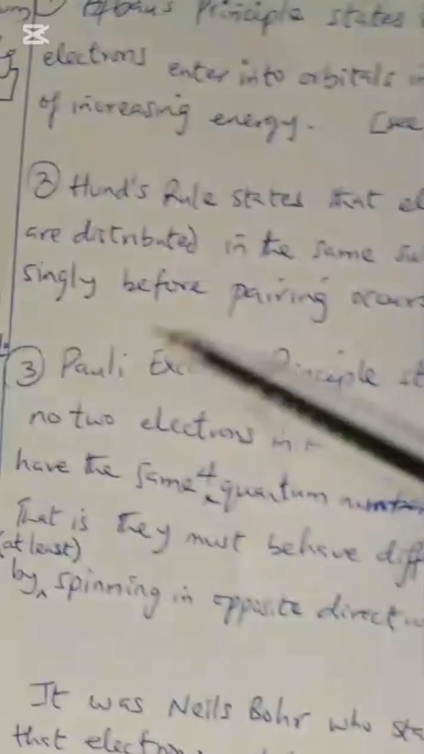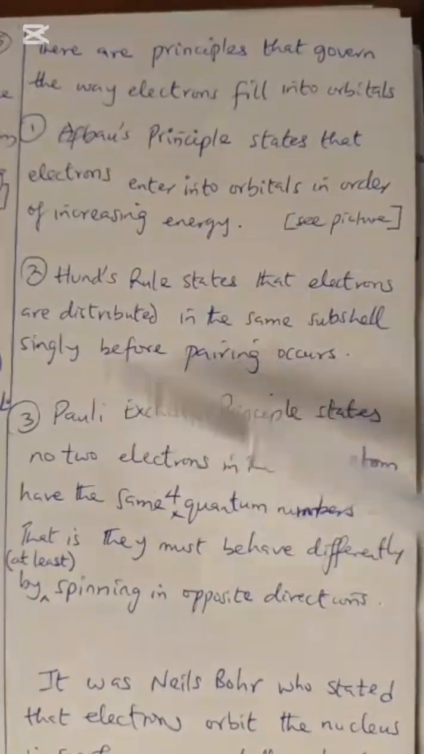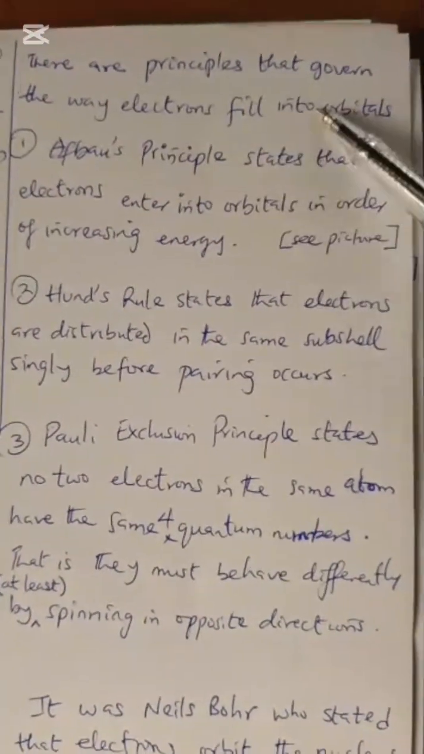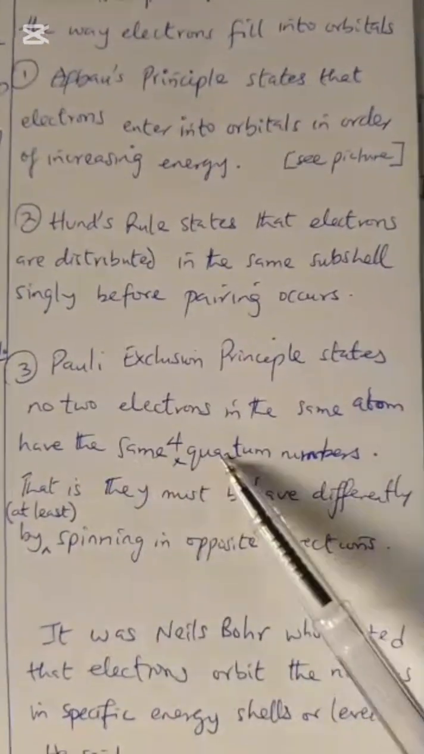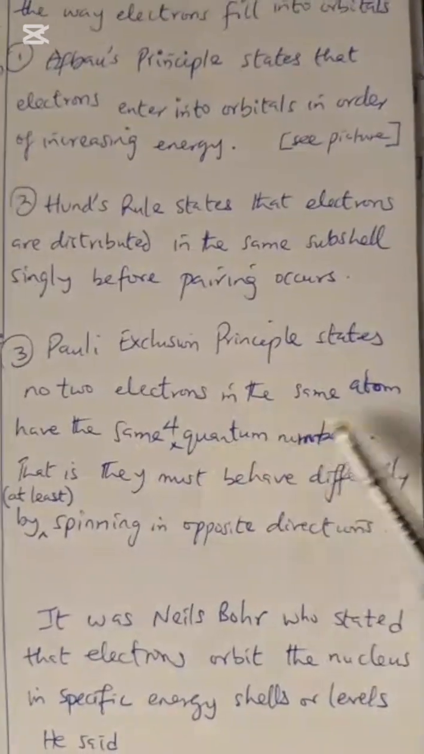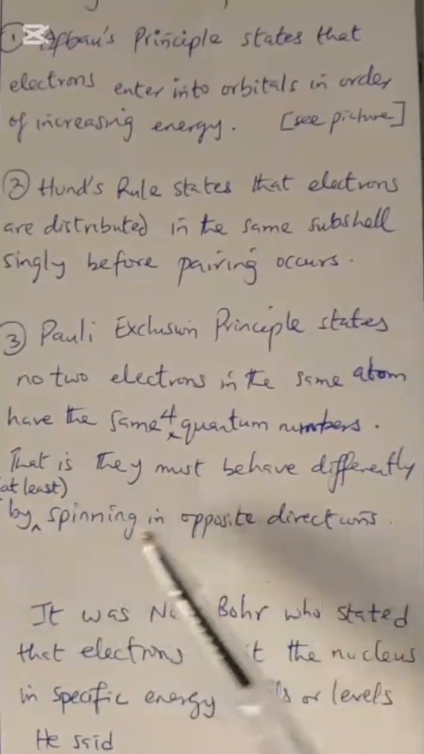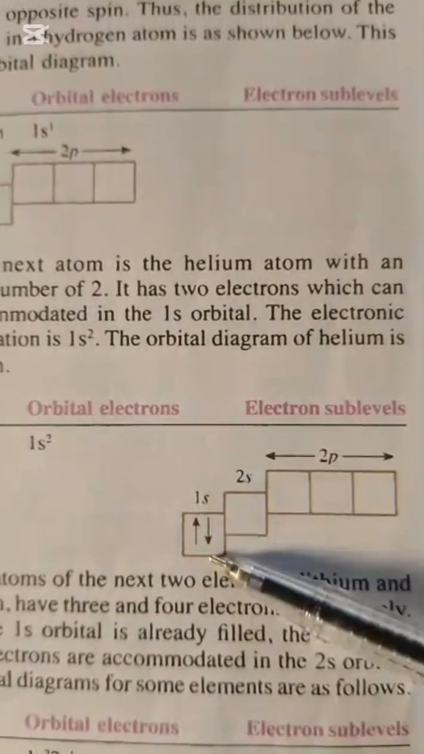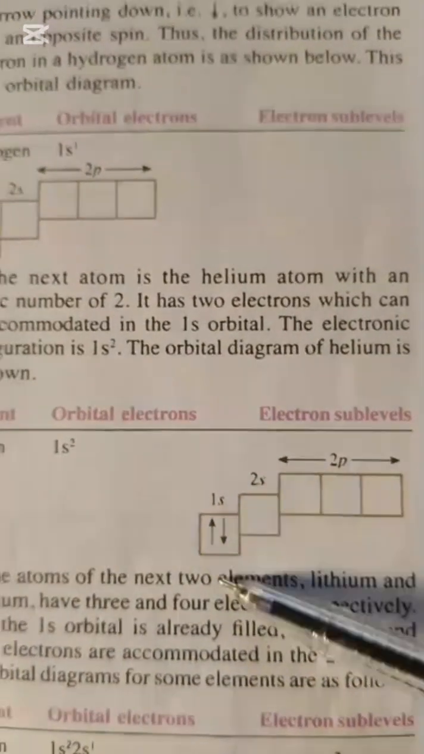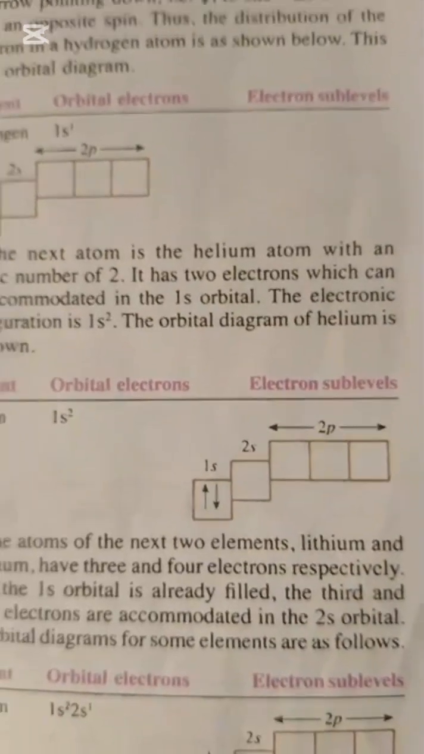The Pauli Exclusion Principle is one of the 3 principles that govern how electrons fill into orbitals. It's basically saying that no 2 electrons in the same atom have the same 4 quantum numbers. We'll talk about the 4 quantum numbers later, but it's just saying that they must behave differently by at least spinning in opposite directions. So no 2 electrons can be in the same direction. This one is facing up and this one is facing down. So that's the Pauli Exclusion Principle. They must behave differently, so note that principle.